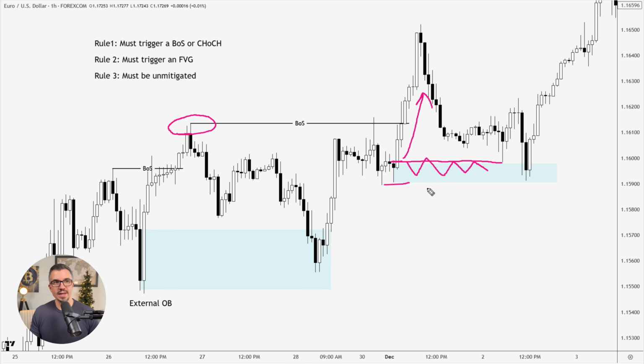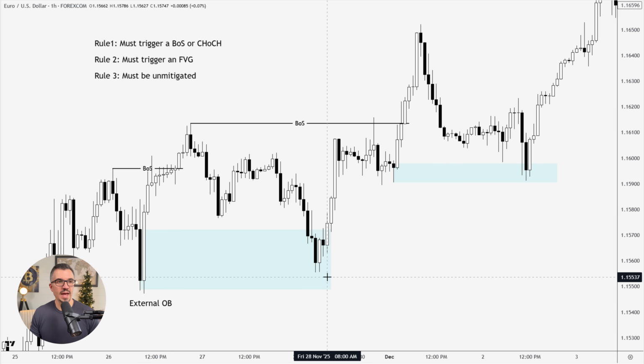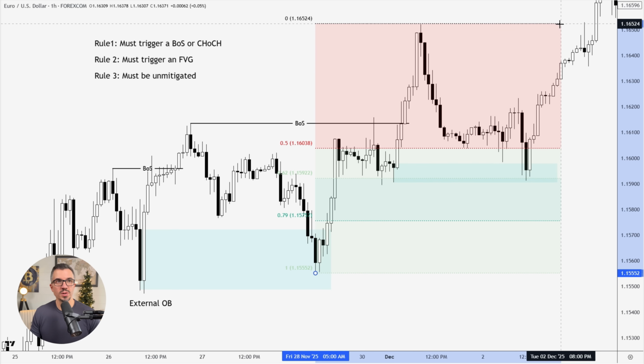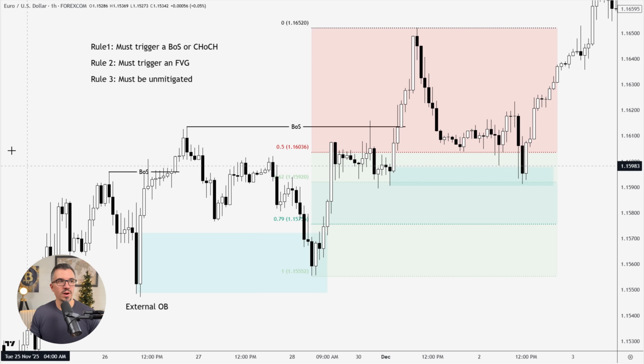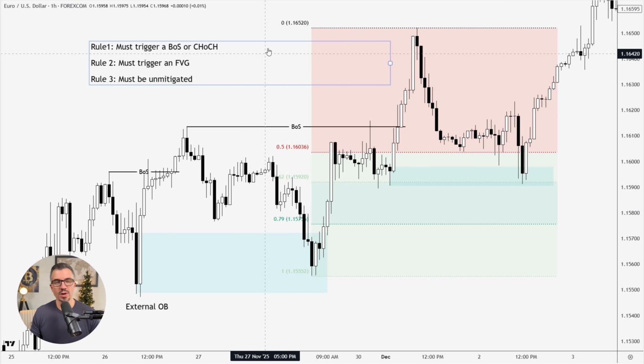So this was ideal because if you notice here, if you take your fibs and you go from the external low down here up to this high, notice where the OTE sits right here. This was the upper band of that OTE right there at this order block. So this is a textbook example of how an internal order block can really help you to identify areas of interest and just add some more confluence to them.